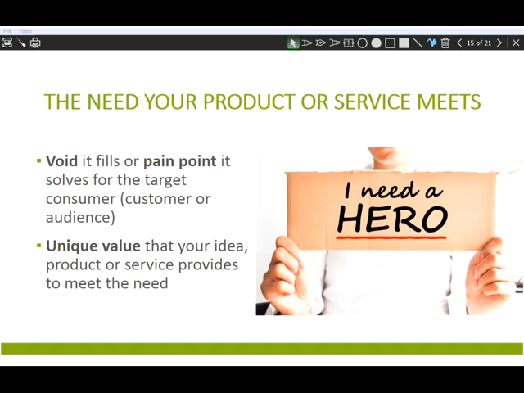And I always say target consumer, because working in marketing, we talk about how we market all kinds of things. How do we market a Hershey's chocolate to consumers? So I always think of the consumer, but that could be your customer or your audience, whoever you're targeting. But you really want to talk about the void that your product or service fills, or the pain point that it solves for the consumer. And then once you figure out that void or pain point, you want to provide information about whether your product or service provides unique value that fills that void or pain point as well.